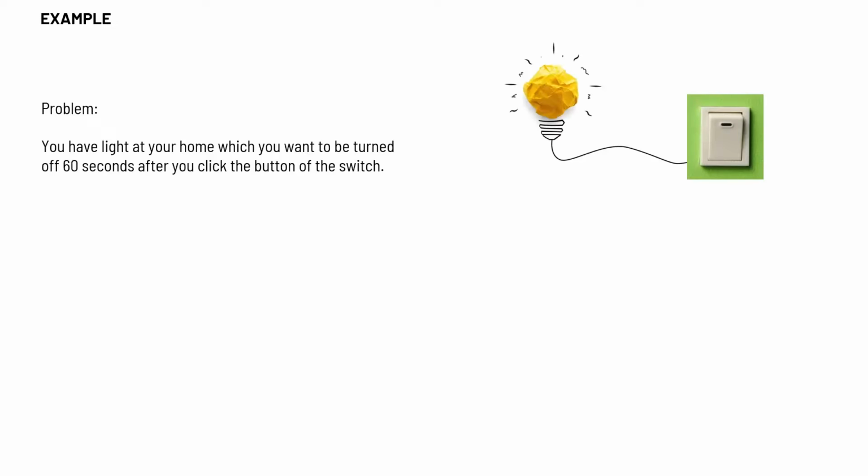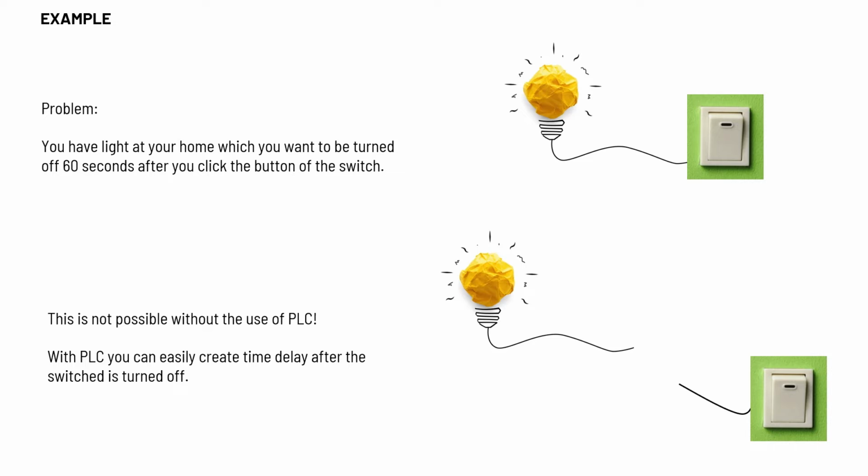In order to understand what is a PLC, here is a simple problem that will require use of a PLC. Let's say that you want the light in your bedroom to turn off 60 seconds after you press on the switch. You have calculated that you need exactly 60 seconds until you get in bed. For this problem, you don't have a solution unless you bring PLC to the game. If we introduce PLC between the connection of the light and the switch, we can extremely easily solve the problem with time delay.